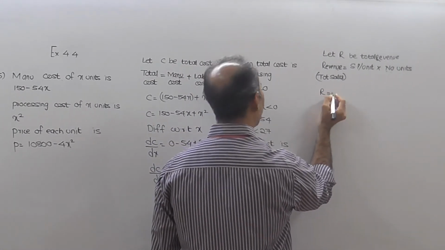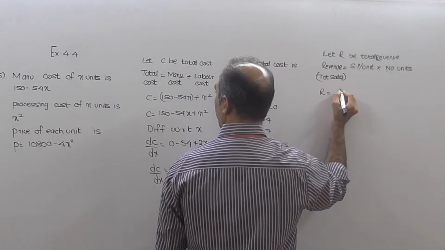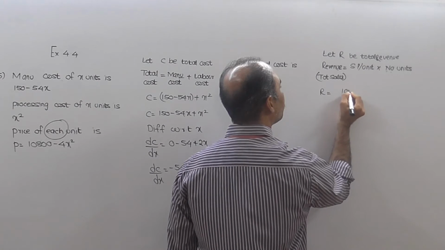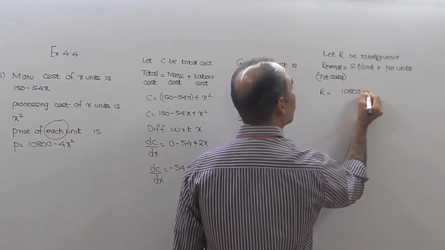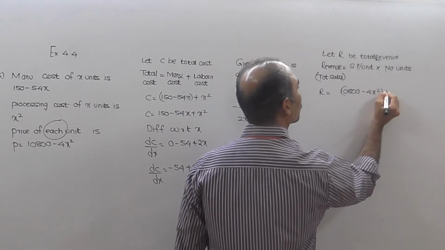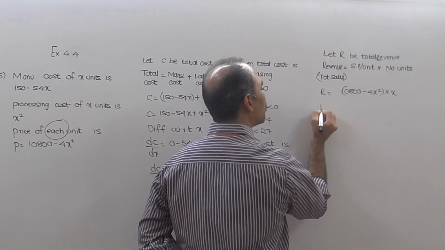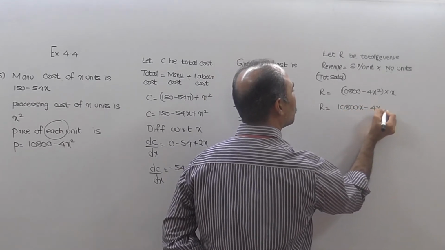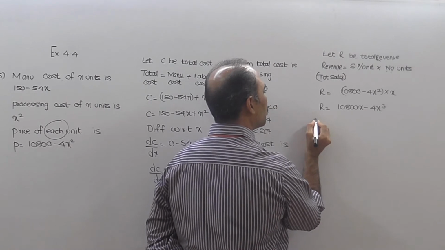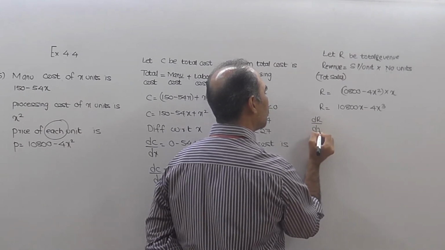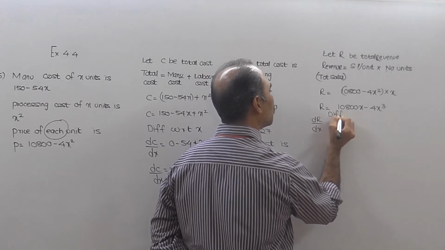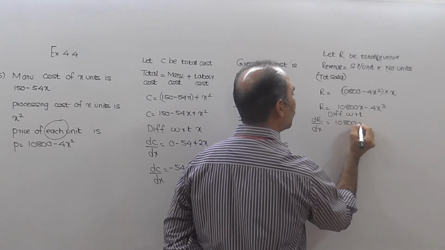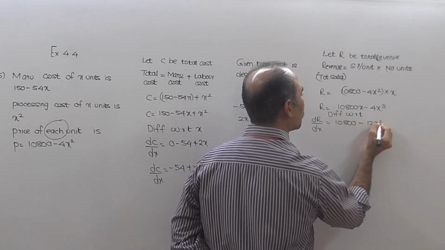So R equal to, what is the selling price per unit? The price of each unit. Check this. Price of each unit is 10,800 minus 4x square, multiplied by the number of units x. So you have R equal to 10,800x minus 4x cube. So I will differentiate with respect to x. I think I should get 10,800 minus 12x square.